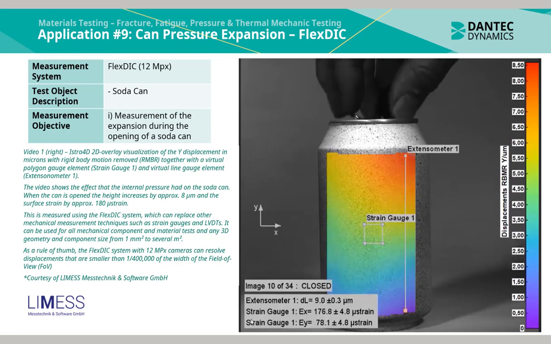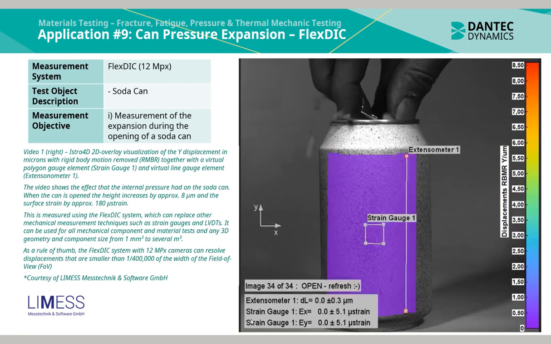This is measured using the FlexDIC system, which can replace other mechanical measurement techniques such as strain gauges and LVDTs. It can be used for all mechanical component and material tests and any 3D geometry and component size from 1 millimeter squared to several meters squared.